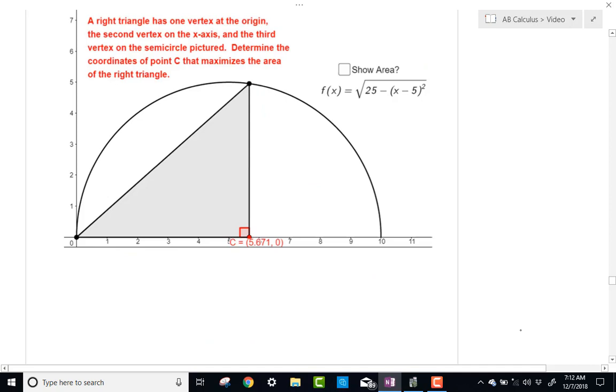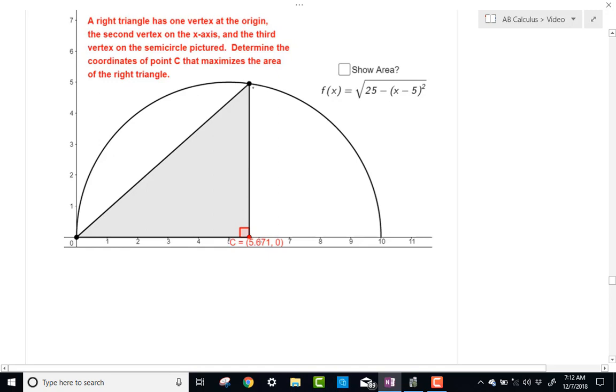Okay, so here we are on the next one. If you flip the page, it says a right triangle has one vertex at the origin, which you can see down here at the x and y axis. The second vertex is on the x-axis. You can see that it's labeled as C right now, and the third vertex is on the semicircle pictured.